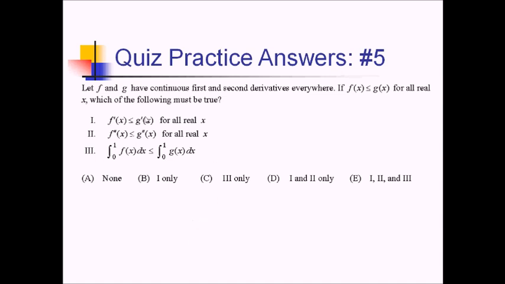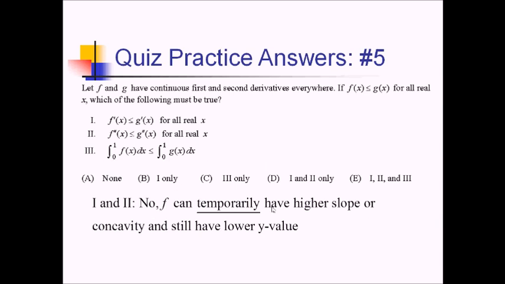If f consistently had a higher slope than g prime, it would eventually catch and overtake g, and this condition up here would no longer be true. But temporarily, f can have a higher slope as long as it doesn't keep it up. Same thing with f double prime. Temporarily, f double prime can have higher concavity than g, as long, again, as it doesn't keep that going consistently. So f can temporarily have a higher slope or concavity and still have a lower y value as long as g is high enough up to begin with. So options 1 and 2 are not necessarily true. That leaves us with option 3, or none of the above, right?